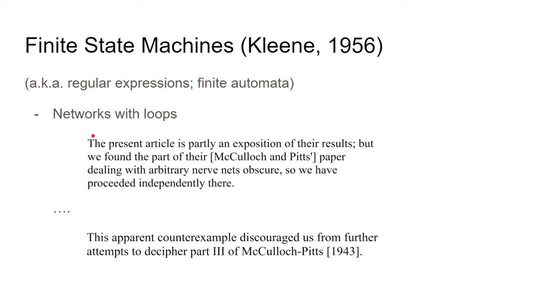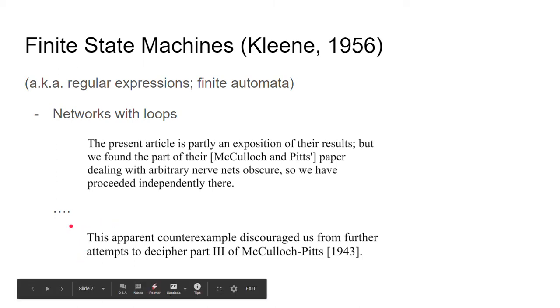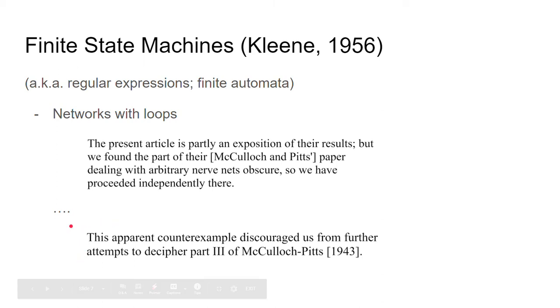But we found that part of their paper, the one that was dealing with arbitrary neural networks, we found that obscure, so we've proceeded independently from there. We've ignored their results, and we're going to do it our own way because we couldn't figure out what the heck they were saying. There's other sort of snide comments in there, like, well, this apparent counterexample discouraged us from further attempting to decipher part 3 of McCulloch and Pitts 43.